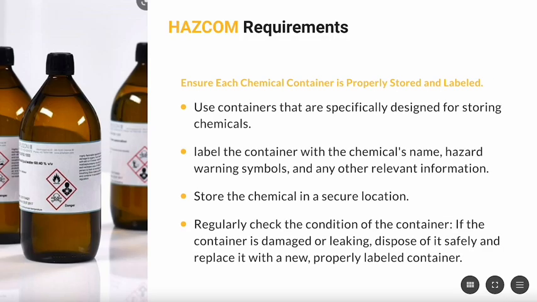Ensuring the safe storage of hazardous chemicals is important for protecting ourselves and those around us. To store hazardous chemicals properly, follow these guidelines. Use containers that are specifically designed for storing chemicals. Label the container clearly. Label the container with the chemical's name, hazard warning symbols, and any other relevant information. Store the chemical in a secure location. Regularly check the condition of the container. If the container is damaged or leaking, dispose of it safely and replace it with a new, properly labeled container.